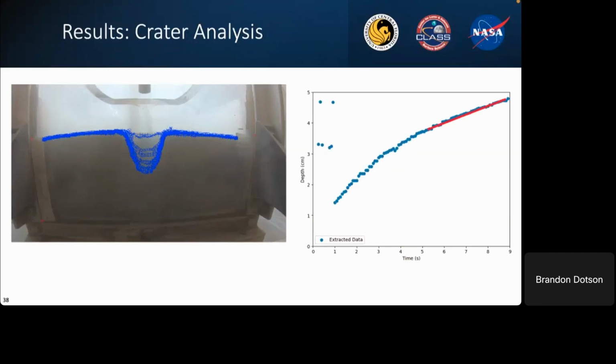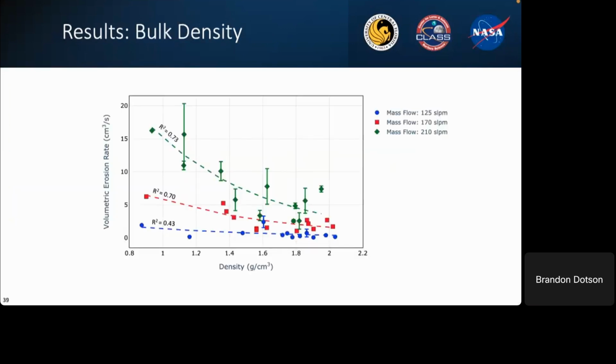Okay, so this is what some of the volumetric erosion looks like versus sample bulk density, for a whole host of different simulants that we're showing here. The different colors represent mass flow, with the highest line being higher mass flow. This plot is kind of weird. It didn't seem right at first, and you see a larger difference in erosion rate with density for higher mass flows. And the bottom two lines are kind of squished together.